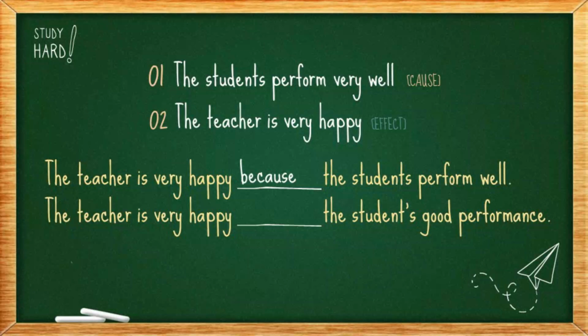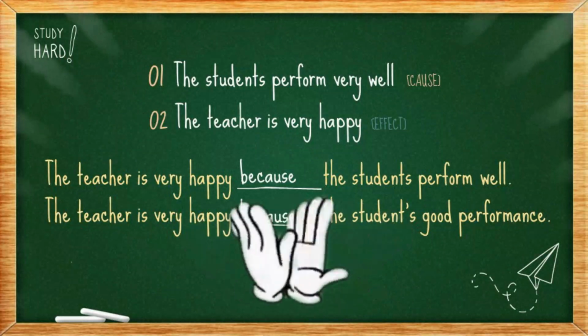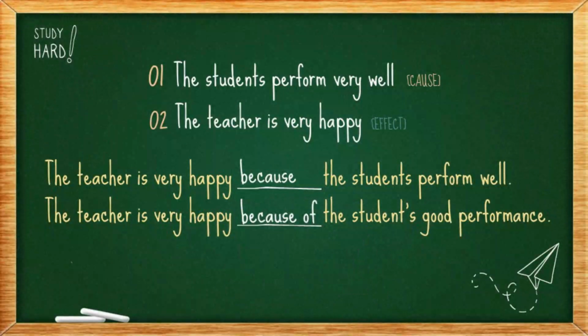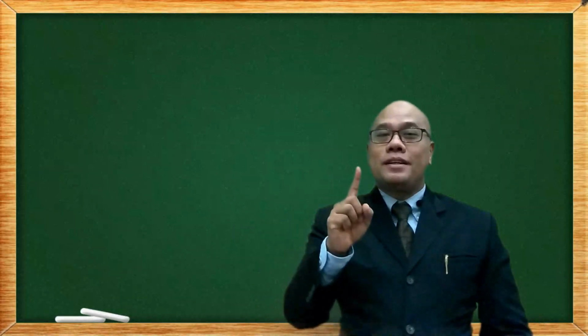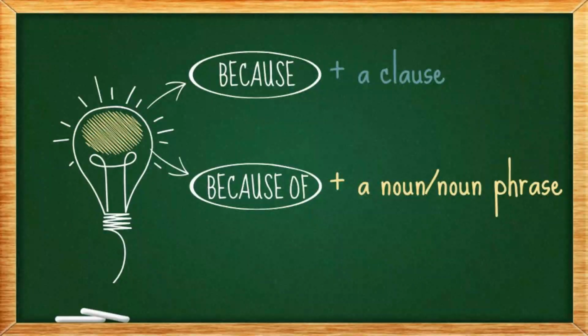Okay, combination number 2. The teacher is very happy, blank, the students' good performance. So what do you think the answer for the blank is? Right, because the students' good performance is a noun phrase, so we have to use because of here. So always remember, because is followed by a clause, while because of is followed by a noun or a noun phrase.